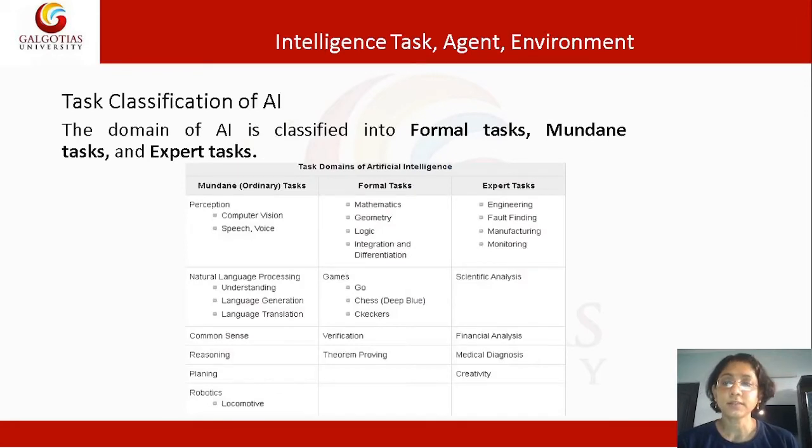Now, the various task classifications under AI are formal tasks, mundane tasks, and expert tasks. Mundane tasks are considered ordinary tasks. They come under the categories of perception, vision, speech, and voice. Natural language processing, which includes understanding, language generation, language translation, common sense, reasoning, planning, robotics, and locomotion, also comes under this category.